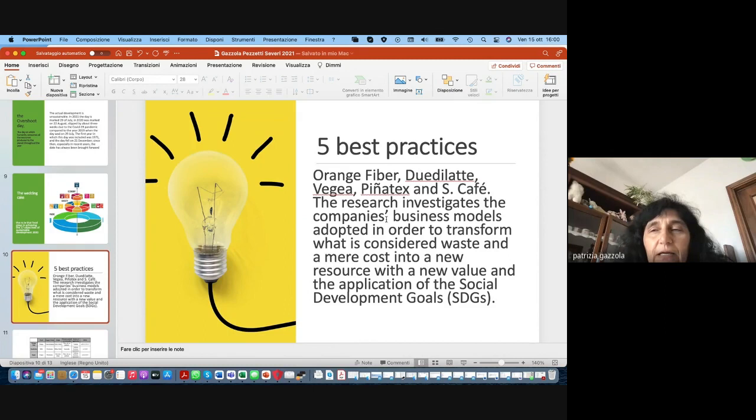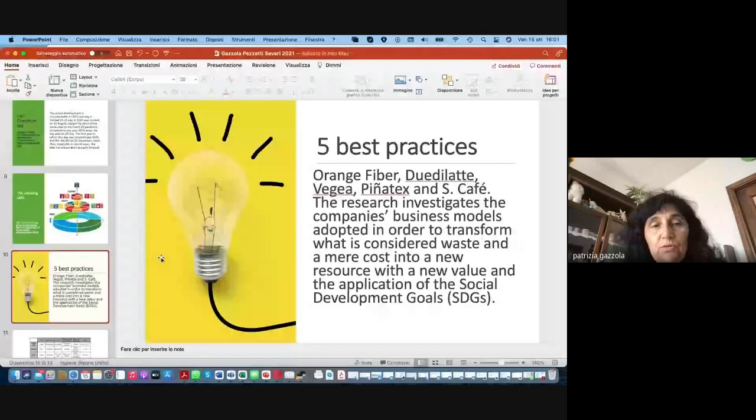Another company of interest is Piñatex. Piñatex is not Italian. They use pineapple leaves to produce, again, raw material for dresses. Escafé uses recycled coffee, and they try to apply the circular economy, starting from some waste to make something new, and also very fashionable, because now people are very interested in finding a new kind of fashion connected also with the environment. They don't want to make pollution.